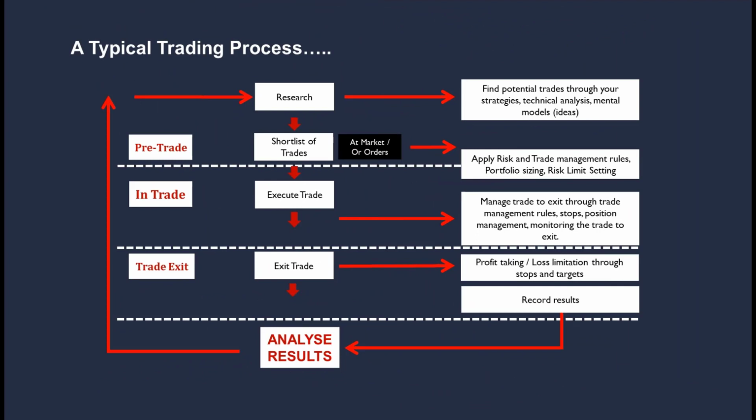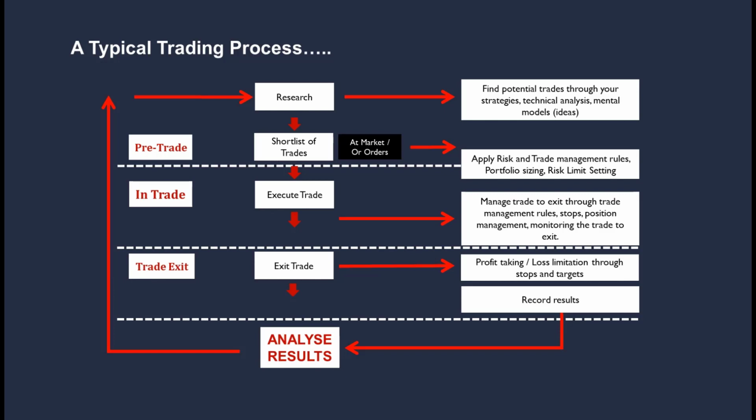I like to visualize things, and this is a simple flow chart of a typical trading process. It starts with the research. You find the potential ideas based around our strategy. We create a short list of trades. We put in our orders. We develop the risk and trade management rules, portfolio sizing, risk limits, etc. We execute the trade. We then manage that trade through stuff like trailing stops, and those trade management processes. We have a defined exit strategy. We either take a profit or loss, and from that we record our results.